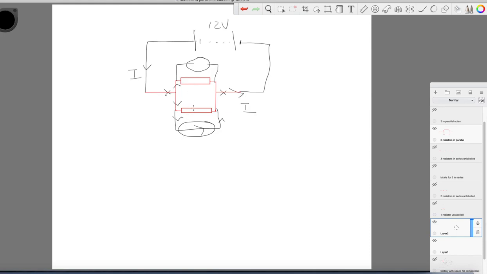So how much current goes through each of the branches just depends on how difficult it is to go through each branch. The easier it is, the more of the current will flow through that easier branch. That's how it works. So that's your potential difference, your voltage consideration.